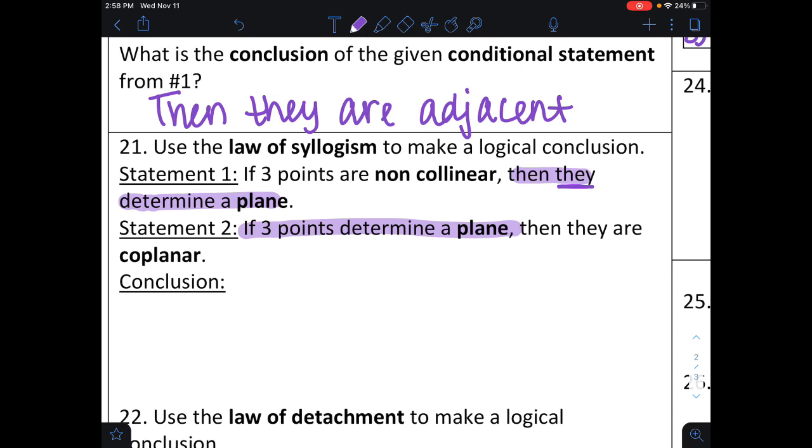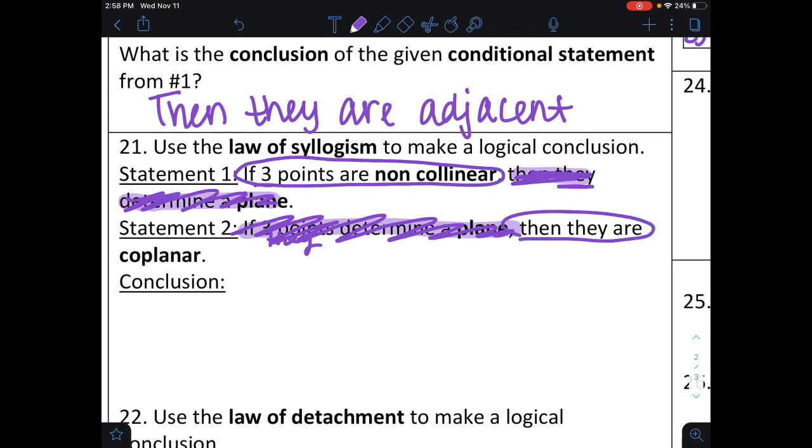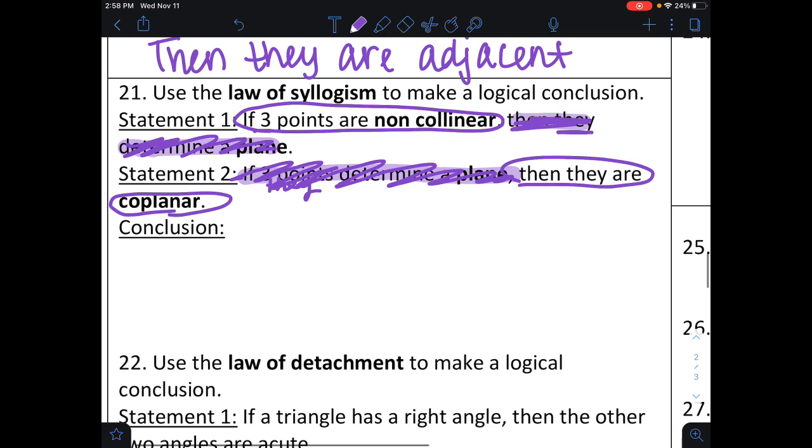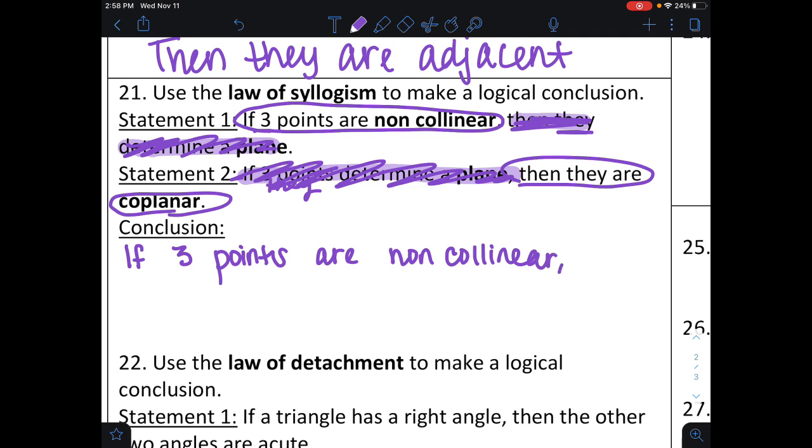So it says if 3 points. So it could have still said they. It would still mean the same thing. But regardless, cross it out because it was repeated. And then we're only going to keep the first part and the very, very last part. So let's write that down. If 3 points are non-collinear, then they are coplanar.